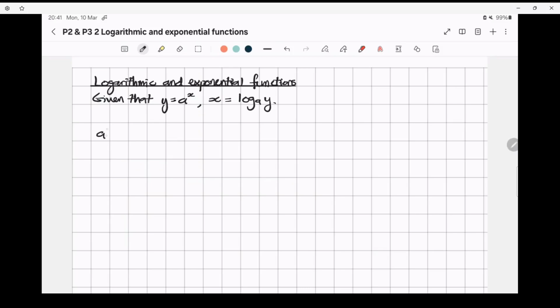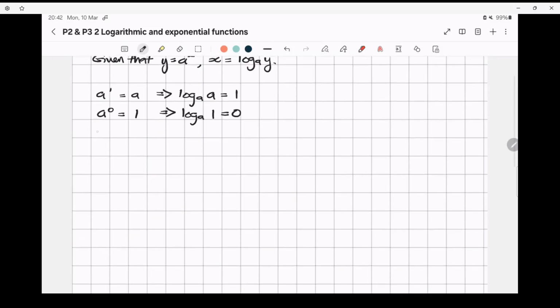First of all, we know that a to the power of 1 is equal to a. So this gives us the identity that log base a of a is equal to 1. We also know that a to the power of 0 is equal to 1. So this means that log base a of 1 will be equal to 0. Third one, log base a of a to the power of x equals x.